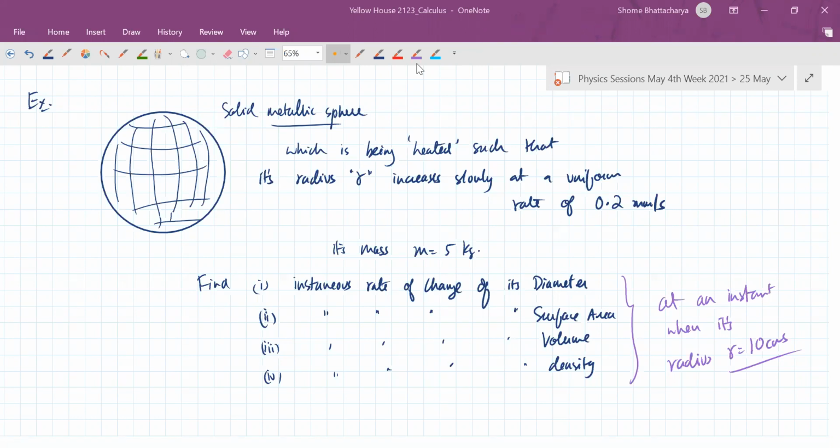Okay, very good, Anirudh. That's correct. So in the value of dA by dt, you have to substitute the instantaneous value of r also at that given instant. So that is equal to how much? 10 centimeters. So you will get your answer accordingly. How you substitute in units, you will either get it in centimeter square per second or millimeter square per second.